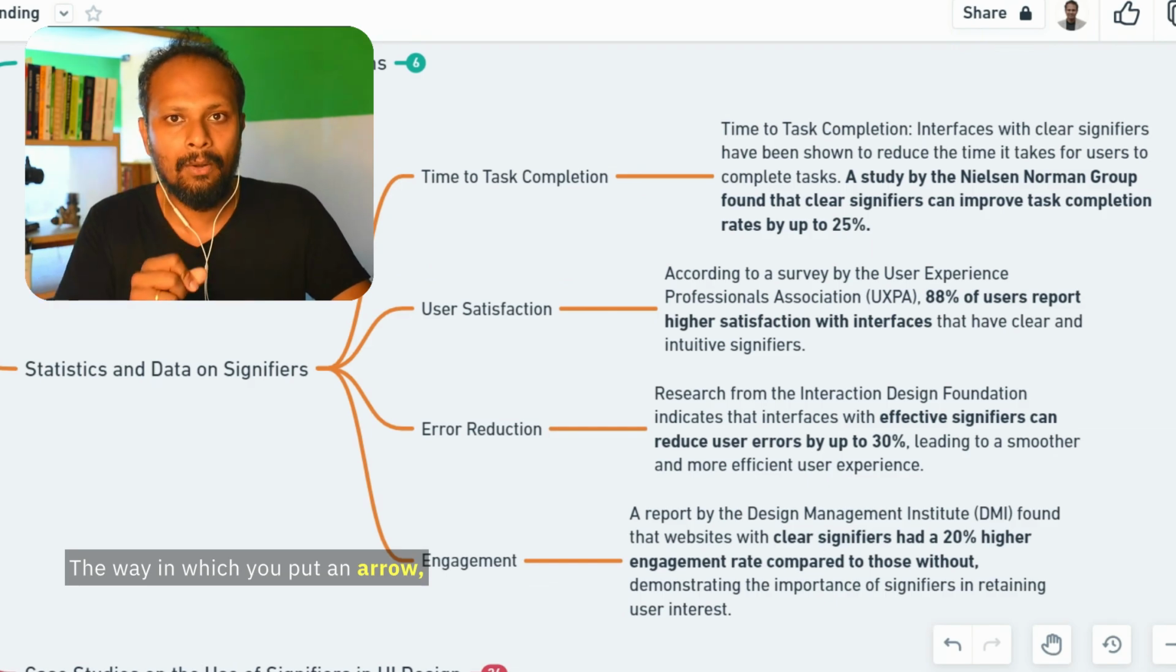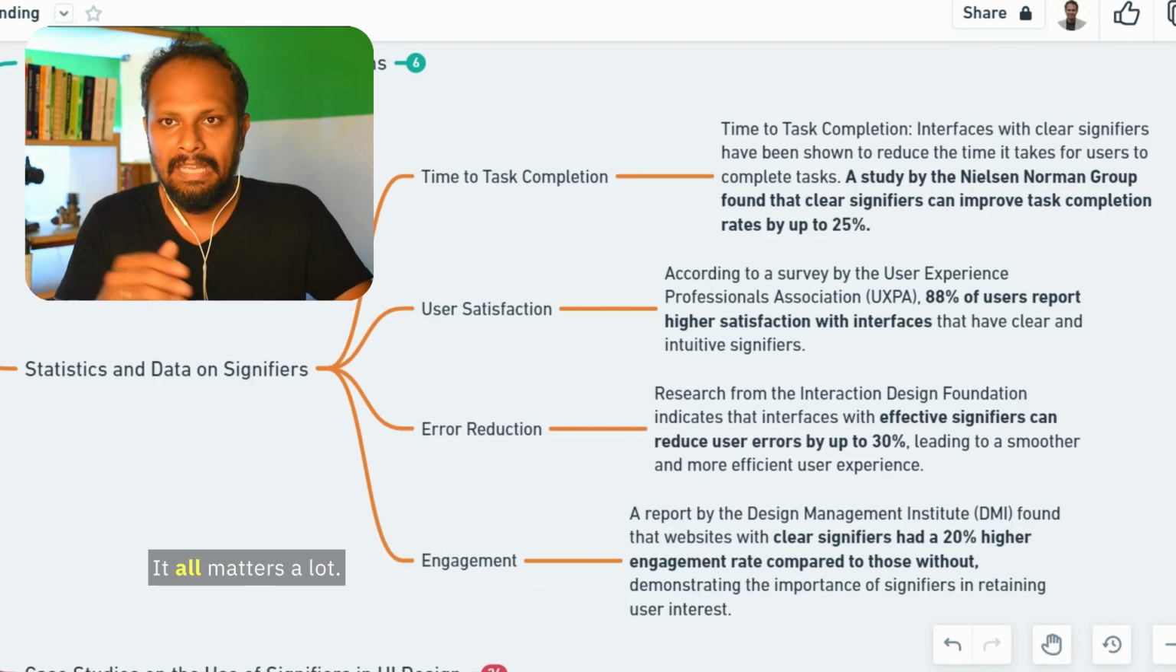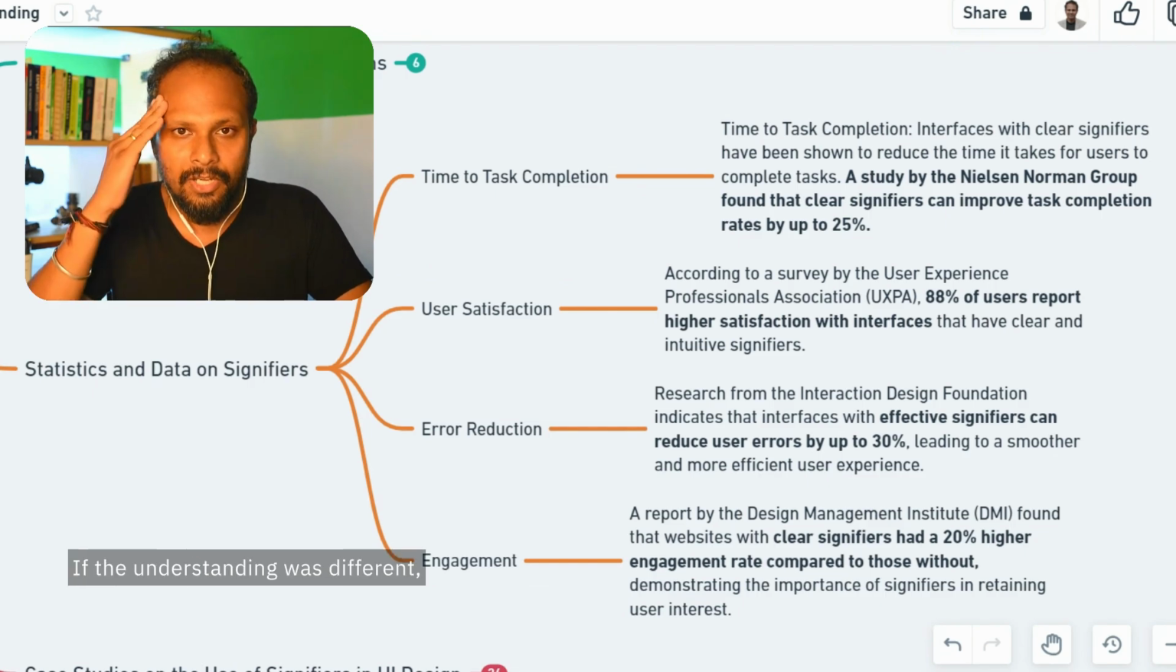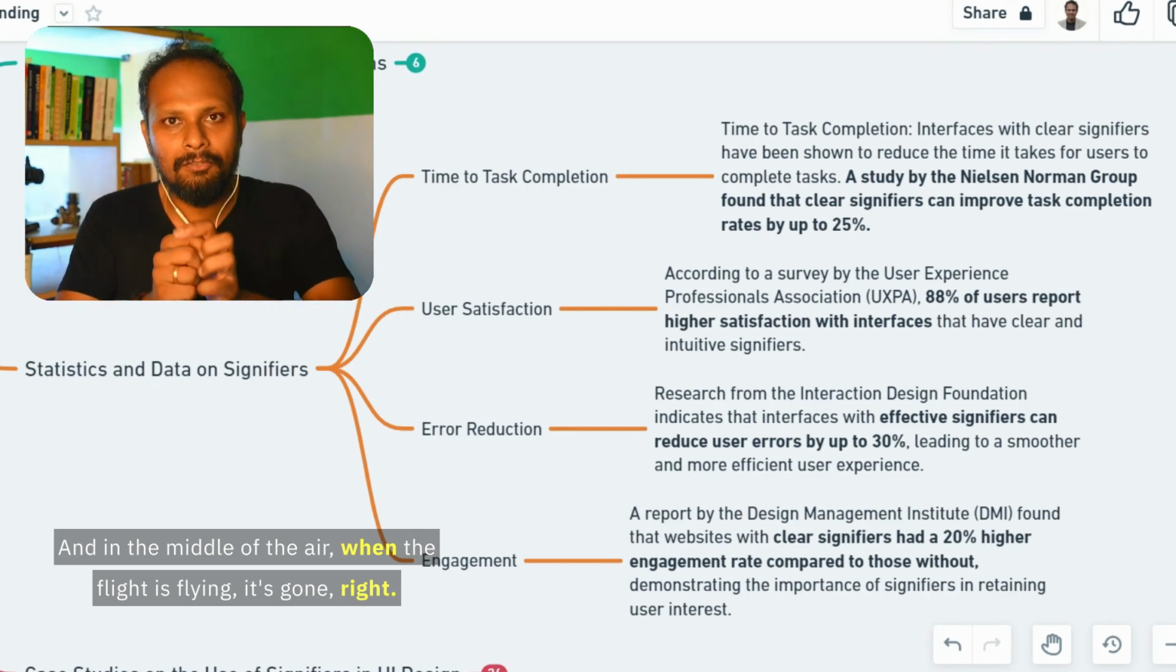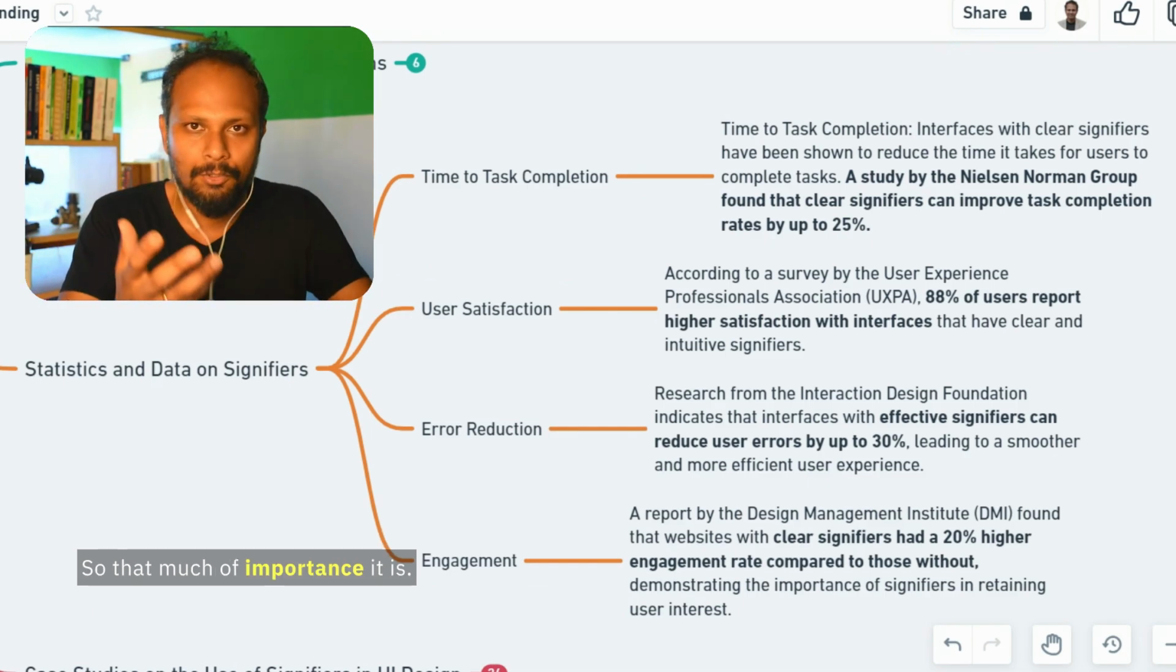The way in which you put an arrow, the way in which it communicates the meaning, it all matters a lot. If the understanding was different, then people will take a wrong decision, and in the middle of the air when the flight is flying, it's gone, right? So that much importance it has.